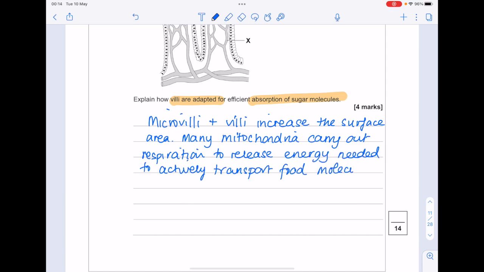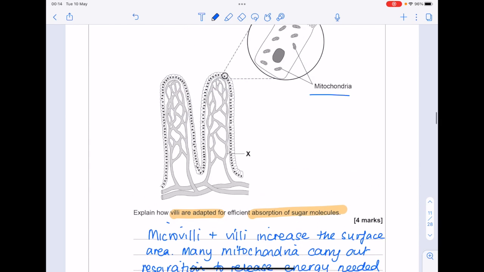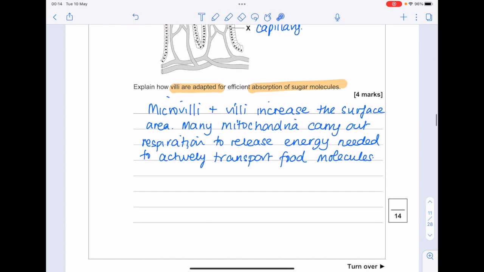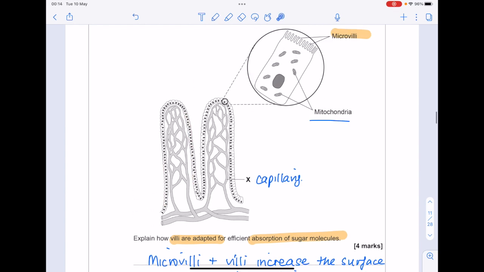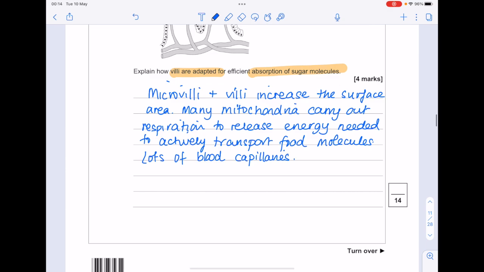Where do those food molecules go? Well, they go into vessel X, which remember is a capillary. So we're going to say we've got lots of blood capillaries. We can also mention, I know it's hard to see, that the villus wall is very thin, which provides a short diffusion distance.